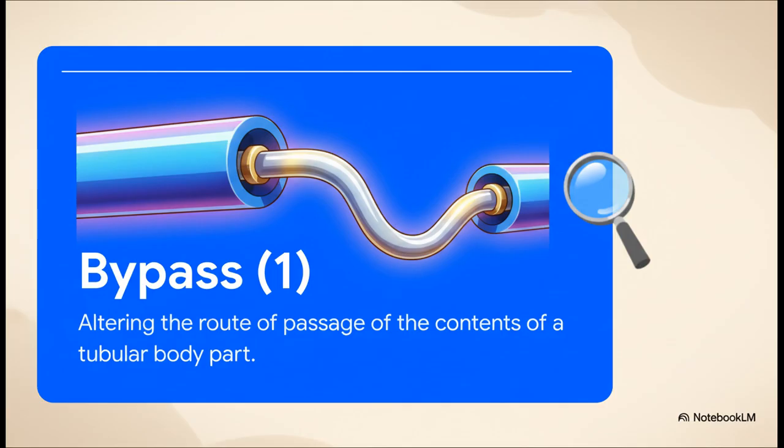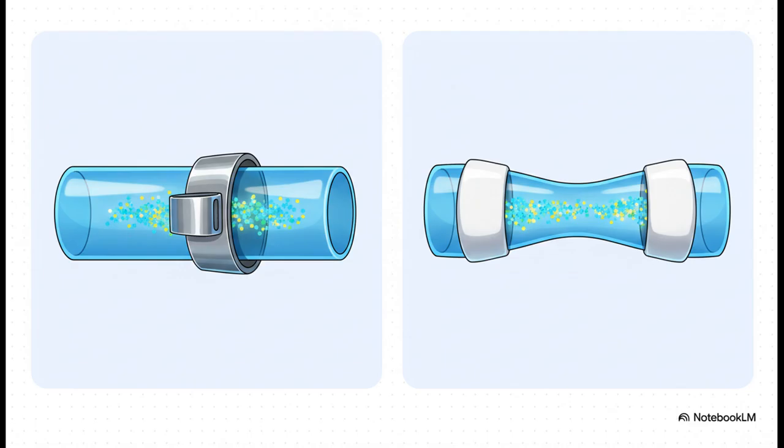A coronary artery bypass is the perfect example. Surgeons create a brand new route for blood to get around a blocked artery and reach the heart. And hey, look at this. Just like before, we have another total versus partial situation.